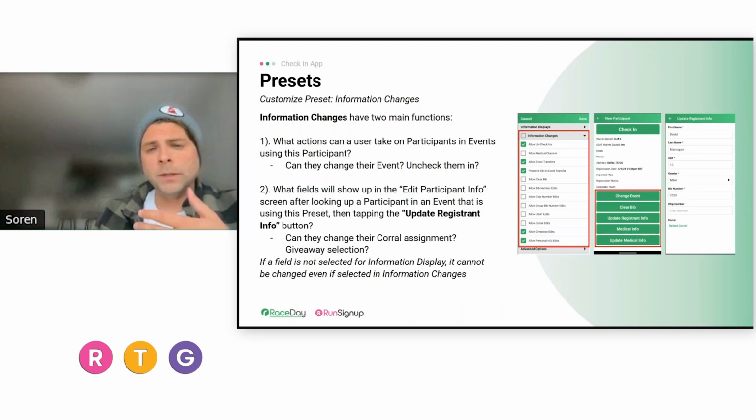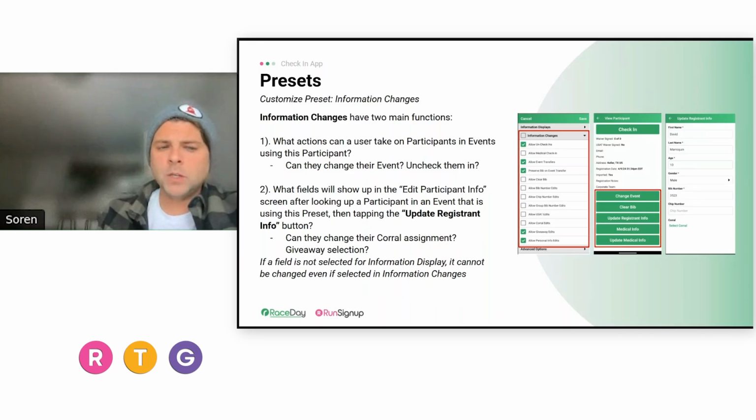You can also, on the next step, allow information changes. Information changes have two functions here. What actions can a user take on a participant? Can you change what event they're in? Can you clear their bib number? Can you update registration information? And then what fields will show up in edit participant information when you look up a participant does have some interaction here. So if a field is not selected for that information display step that we just talked about, it will not be able to be changed, even if it's selected in the information changes here.